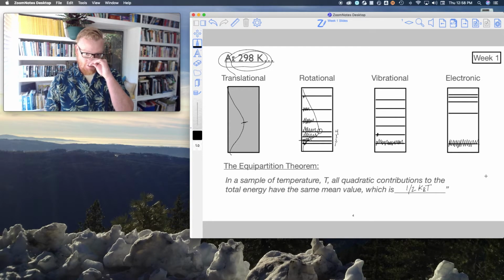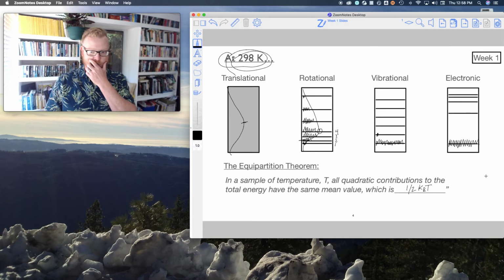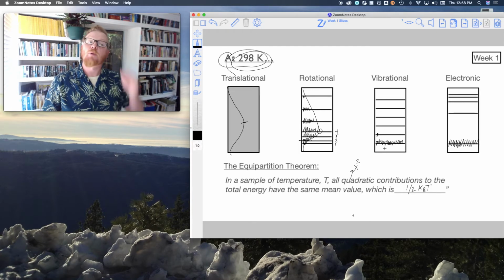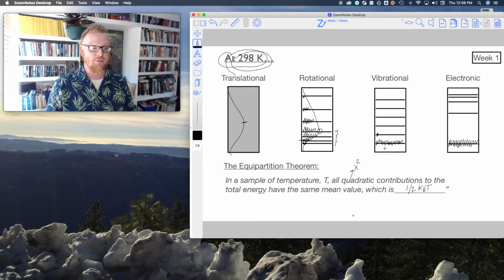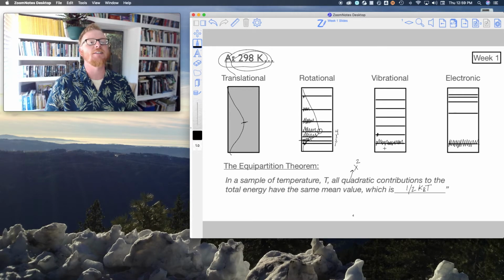Okay, so I'll say this again. In a sample of temperature T, whatever the temperature is, T for the generic temperature, all quadratic contributions, so, right, something raised to the square. Whatever that parameter is, we'll see what that quadratic is. All quadratic contributions to the total energy have the same mean value, which is 1/2 times Boltzmann's constant times temperature. Okay, this is a rather obscure theorem, but we're going to prove in several different ways this week and next that this theorem is a damn good one.